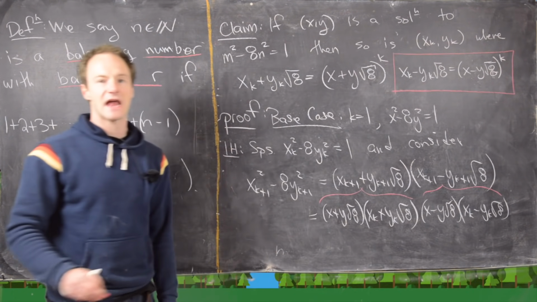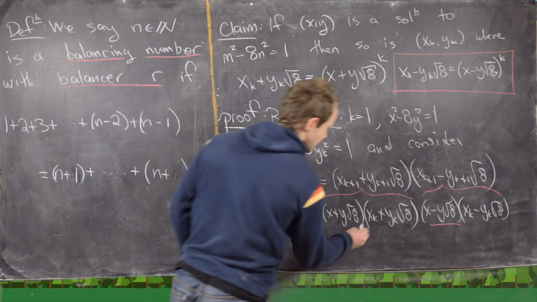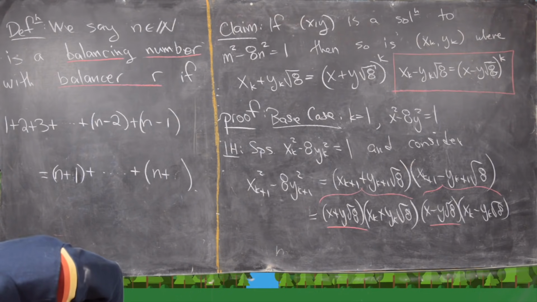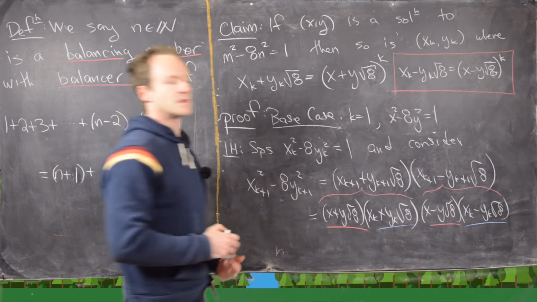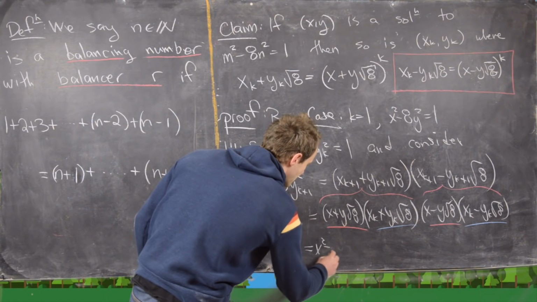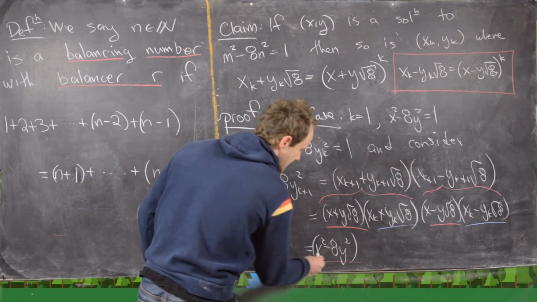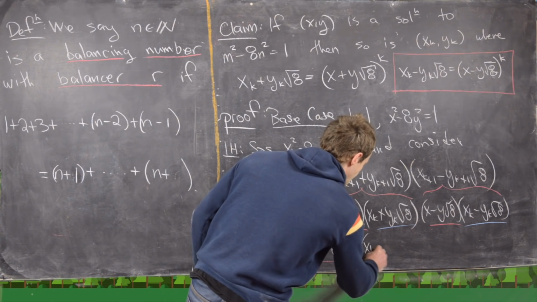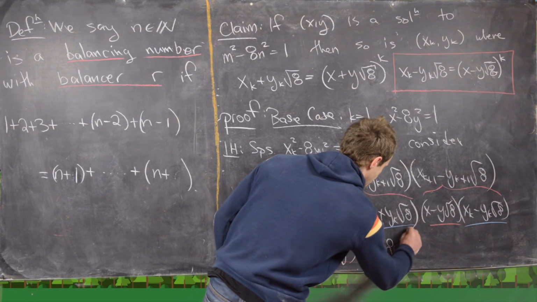Good. And now what we'll do is we'll strategically recombine these. So we'll combine this one with this one, and then we'll also combine this one with this one. And so notice combining the red ones will give us x squared minus 8y squared. So that's what we get from combining the red ones. And then combining the blue ones will give us xk squared minus 8yk squared.